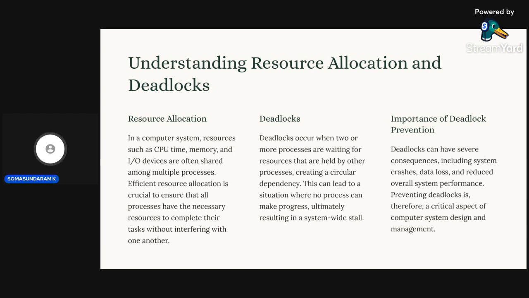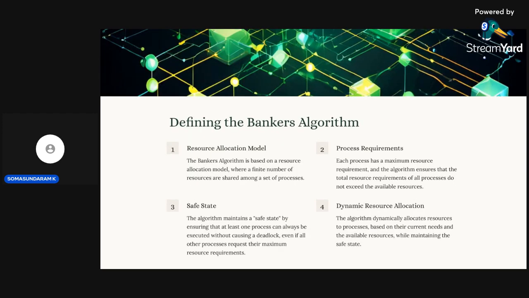Importance of deadlock prevention. Deadlocks can have severe consequences, including system crashes, data loss, and reduced overall system performance. Preventing deadlock is therefore a critical aspect of computer system design and management. Defining the Banker's algorithm: resource allocation model, process requirements, safe state, dynamic resource allocation.